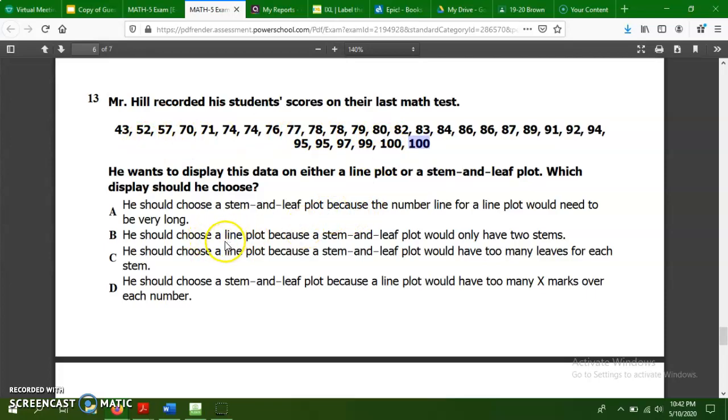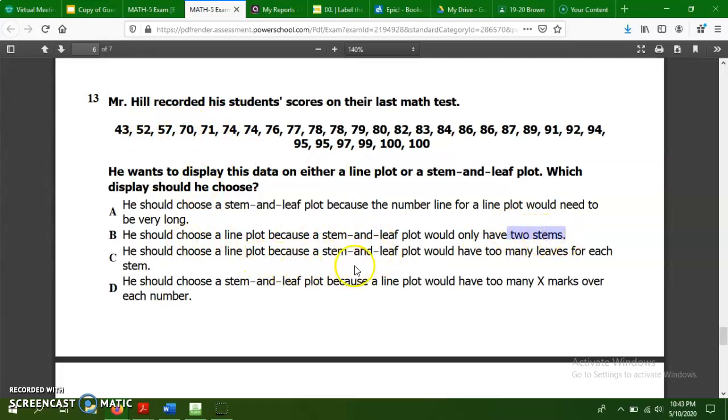He should choose a line plot because a stem and leaf would only have two stems. Well, that right there proves that B is false, because we can tell that there's going to be lots of stems for this. 40s, 50s, 70s, 80s, 90s, and 100. And of course we would put the 60 stem even though there's no numbers there. So this part makes that letter B not true.